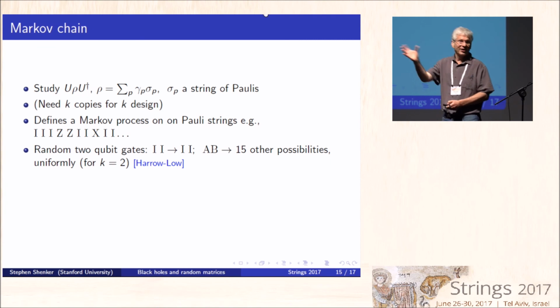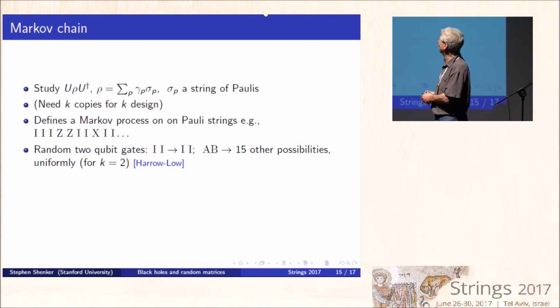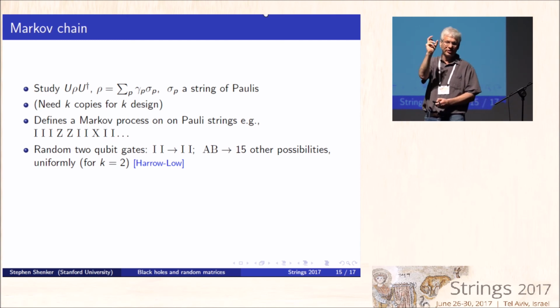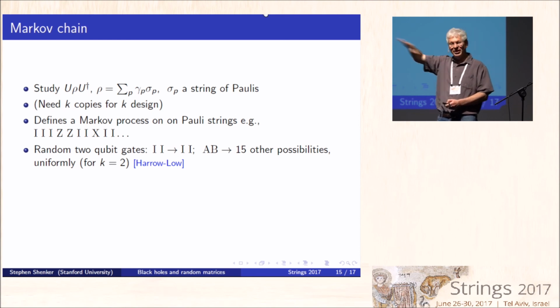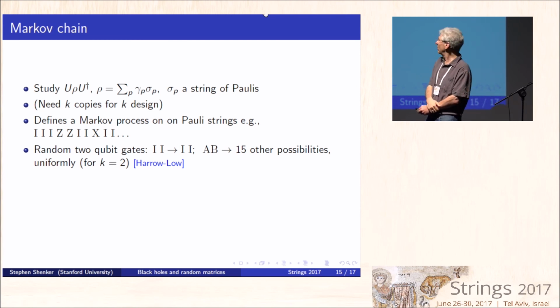A simple set of random unitaries is to think of random 2-qubit gates. So you imagine dividing this nearest neighbor system into even and odd bonds, and then you go around and hit the even bonds with a random U4 unitary in the 2-qubit Hilbert space. You hit the even bonds, then you hit the odd bonds, and you repeat. And that defines a Brownian motion on this set of Paulis.